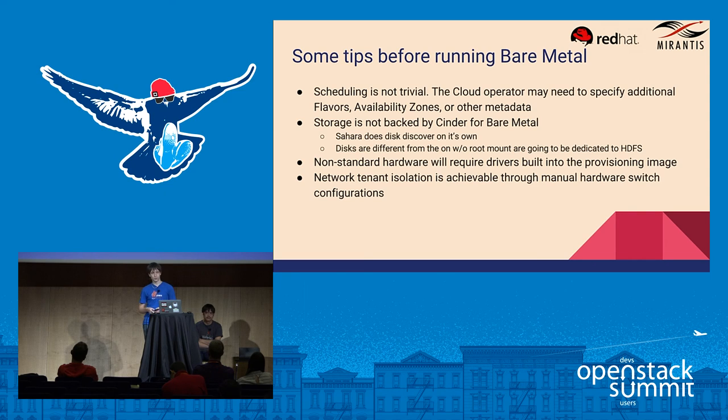And the network tenant isolation is always a hard question when it comes to bare metal and Ironic. It has made good progress in the Newton release, and right now there are also manual switch configurations available to make this tenant separation work. But in the default setup, you should be prepared that you will have a flat network across your compute hosts, and they will be reachable from one another independent of which OpenStack tenant you run your cluster in.